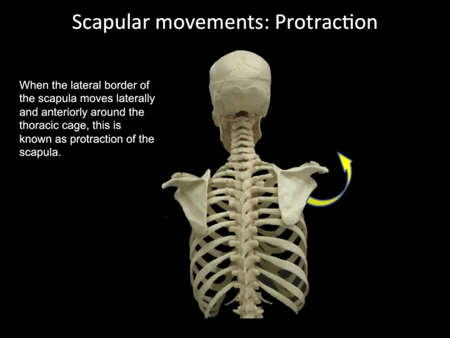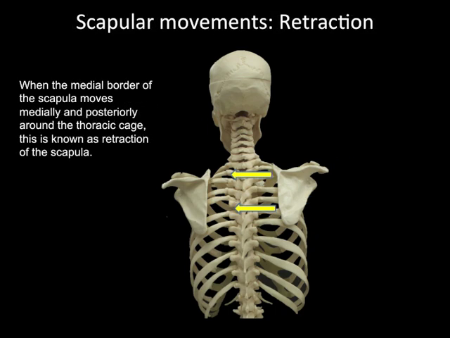When the lateral border of the scapula moves laterally and anteriorly around the thoracic cage, this is known as protraction of the scapula. This action is generated when throwing a punch or pushing against a wall. When the medial border of the scapula moves medially and posteriorly around the thoracic cage, this is known as retraction of the scapula.